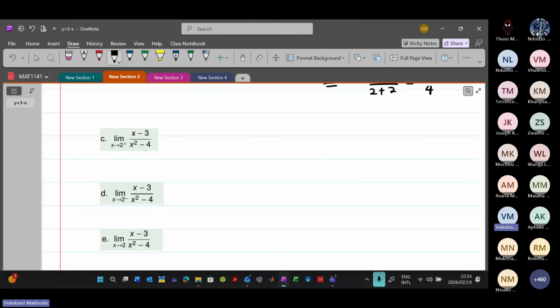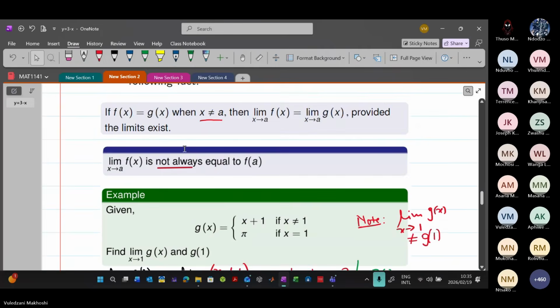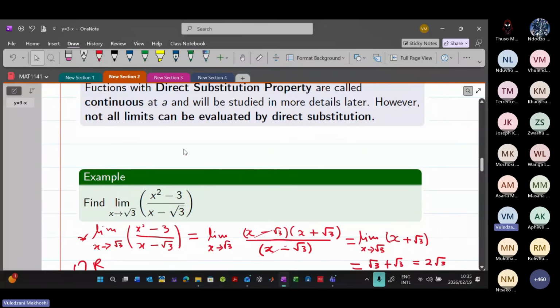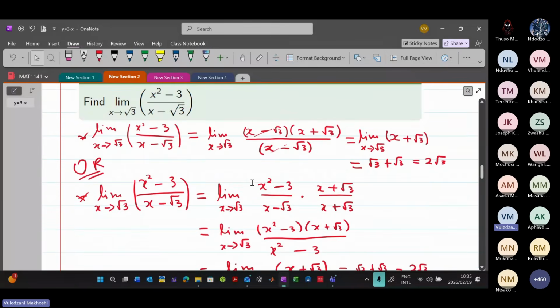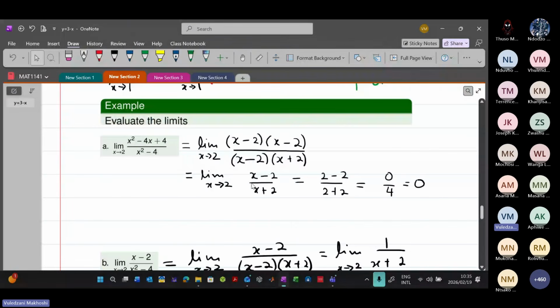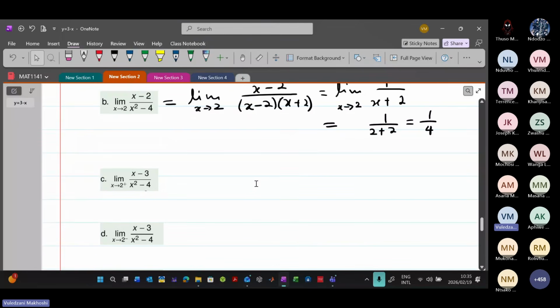You take the 2, you put it here, you have 2 minus 3. You see? But this is 0, so it is reminding us of law number 5. In this case, our denominator is 0, so we cannot just do direct substitution like that.